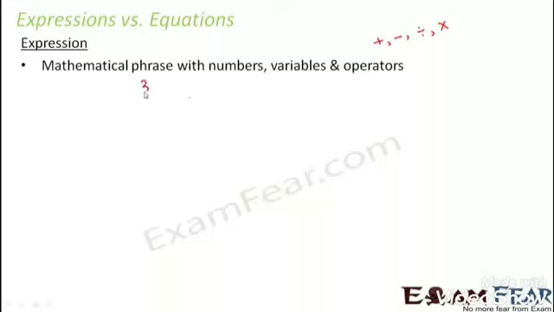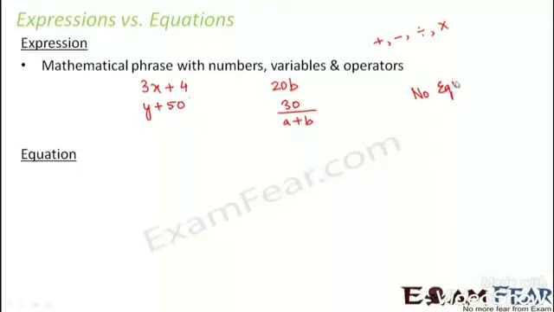So examples of expressions would be 3x plus 4. This is an expression. y plus 50 is also an expression. 20b, this is an expression. You have constants, variables. 30 divided by a plus b, this is also an expression. So these are all examples of expressions. In an expression, you really do not have an equality sign. There is no equality sign involved in an expression.